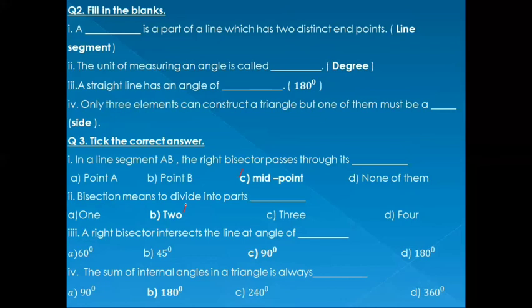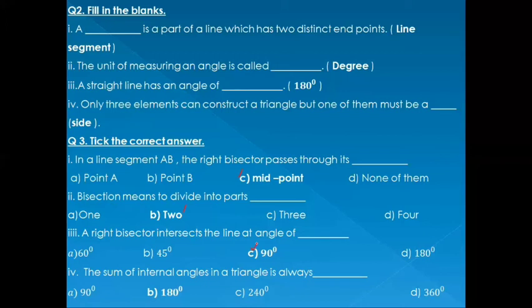Dear students, a right bisector intersects the line at the angle of, yes, it is the second condition. I told you in the definition of the right bisector: a right bisector is a line on a given line segment that is perpendicular and passes through the midpoint. So perpendicular means it will be at 90 degrees. Right answer is 90 degrees.